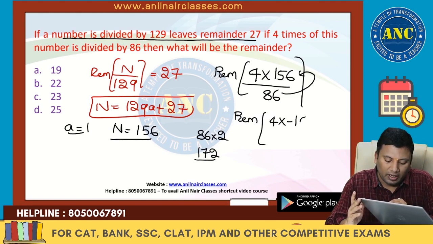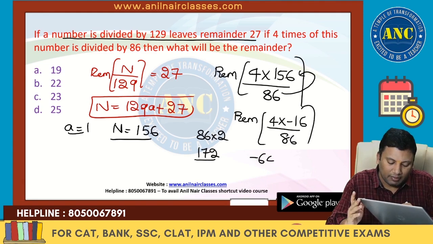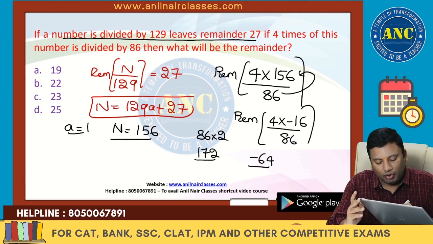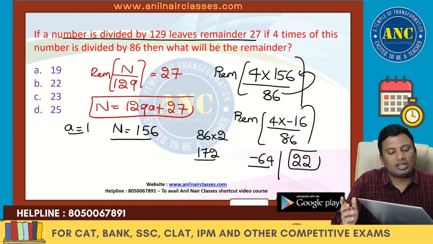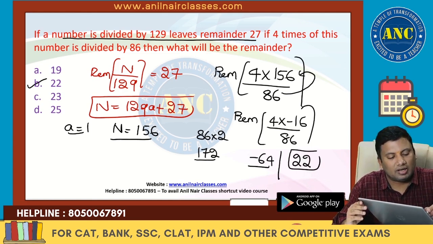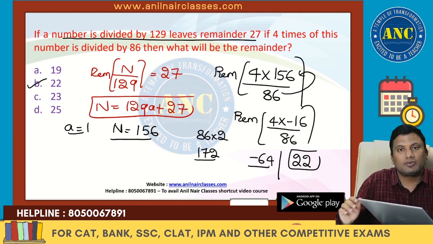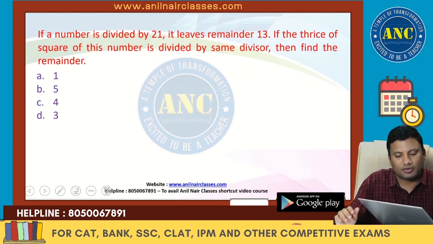4 into minus 16 divided by 86. This is nothing but minus 64. If you got the negative remainder, add it with the denominator. 86 minus 64 is nothing but 22. I hope the idea is clear.